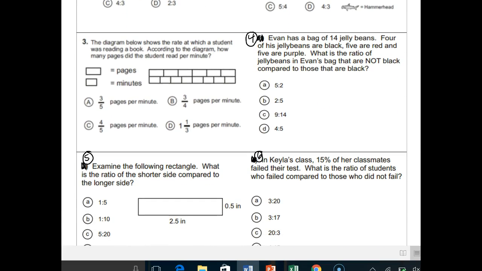Number 3. The diagram below shows the rate at which a student was reading a book. According to the diagram, how many pages did the student read per minute? So we have pages, these are these blocks right here, and we have minutes, these are these blocks. So how many pages do we have? 1, 2, 3, 4, 5, 6 pages. To how many minutes do we have? 1, 2, 3, 4, 5, 6, 7, 8. So we want how many pages per minute did she read? She read 6 to 8, and if we simplify that, she read 3/4 pages per minute. B.